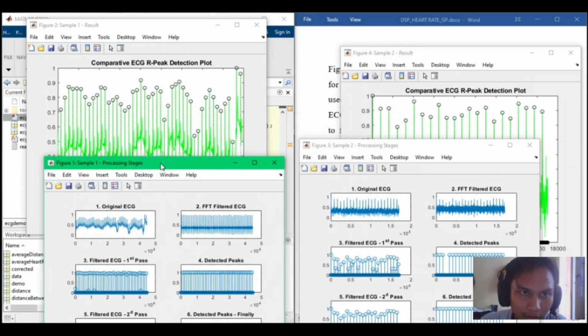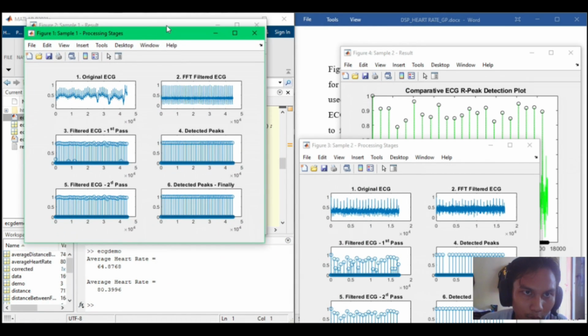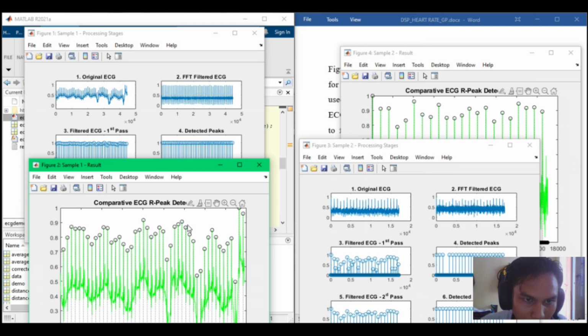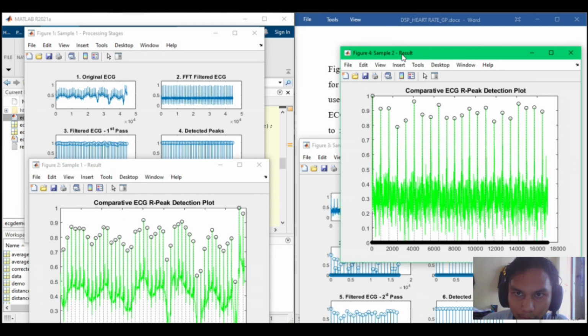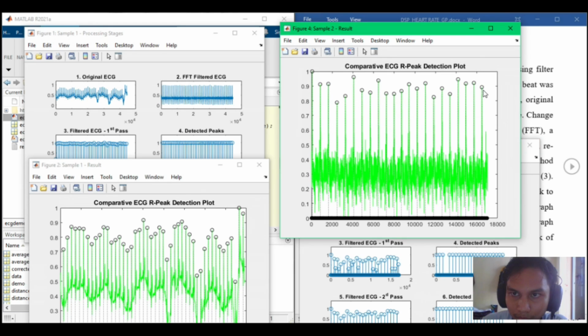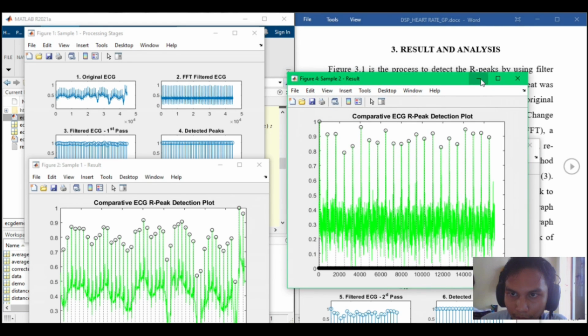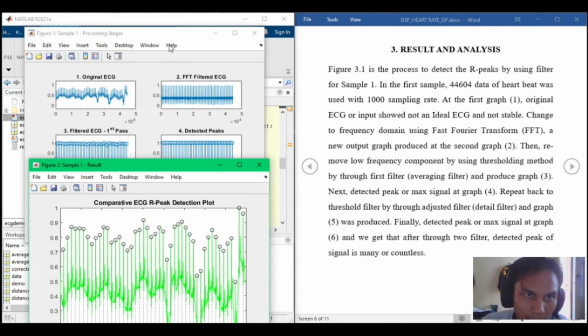This is the process for sample 1, and this is the result for the ideal R peaks, and this is the result for sample 2. Then we're going to discuss the process.